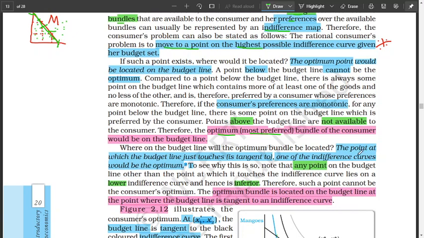Now if we make use of the budget line, we combine the income and the indifference curves. With many indifference curves, we always try to see which indifference curve touches the budget line. When we say touches, it means it's tangent. The point at which the budget line just touches, or is tangent to, one of the indifference curves would be the optimum. That is what we are looking at.